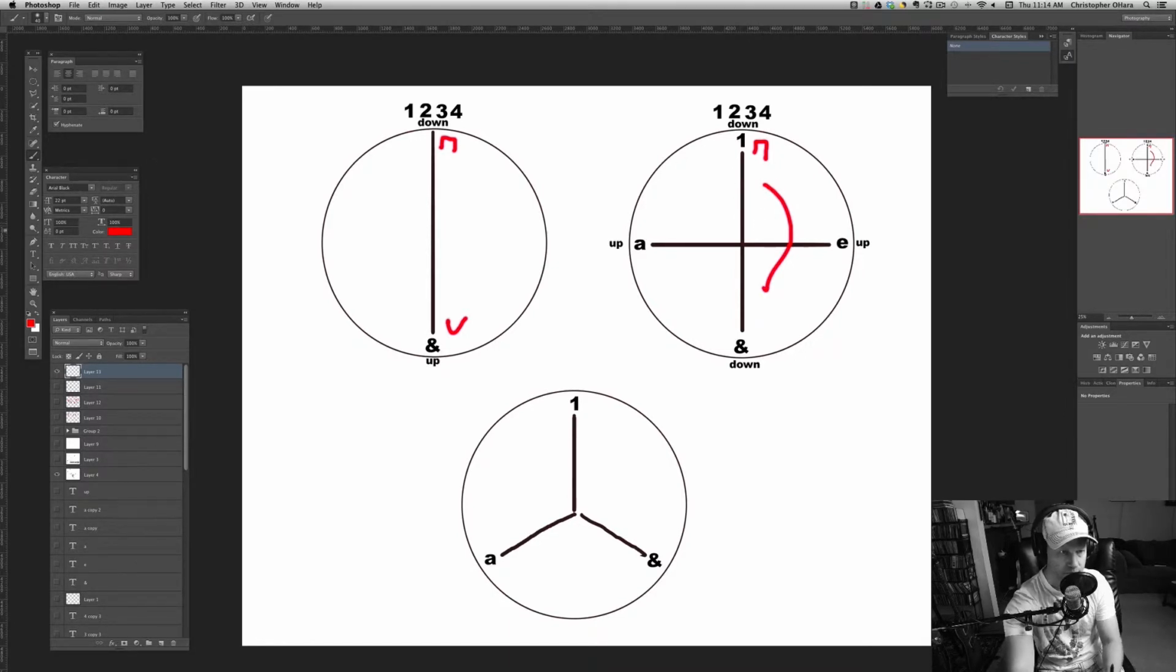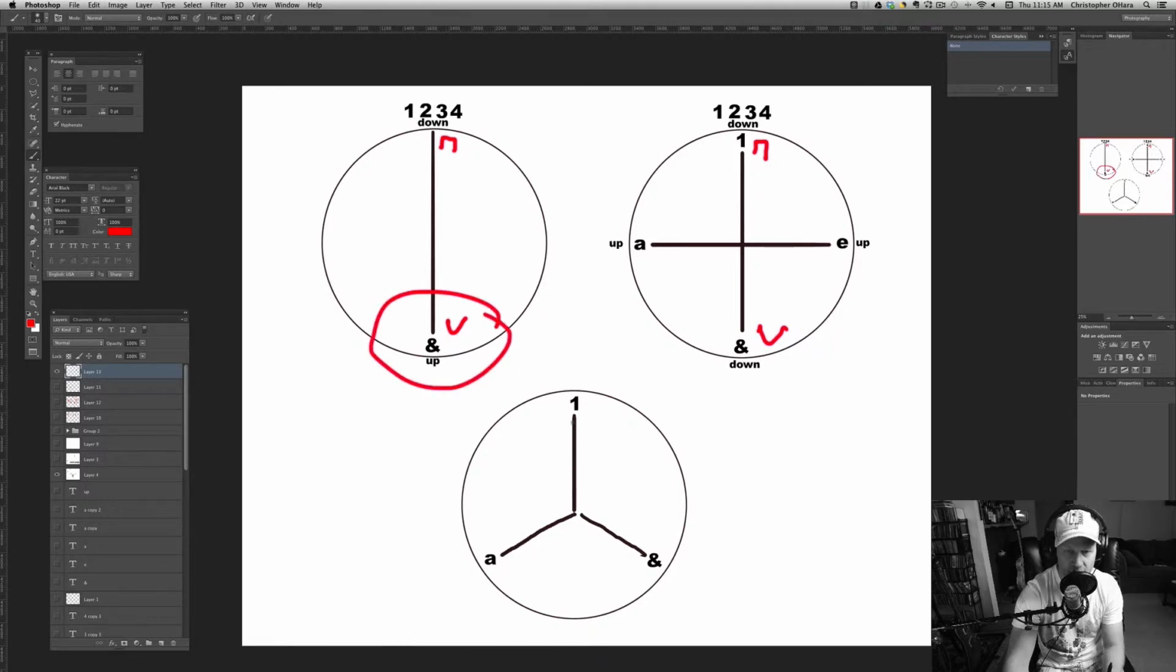Boy, Photoshop is really acting a little funny today.